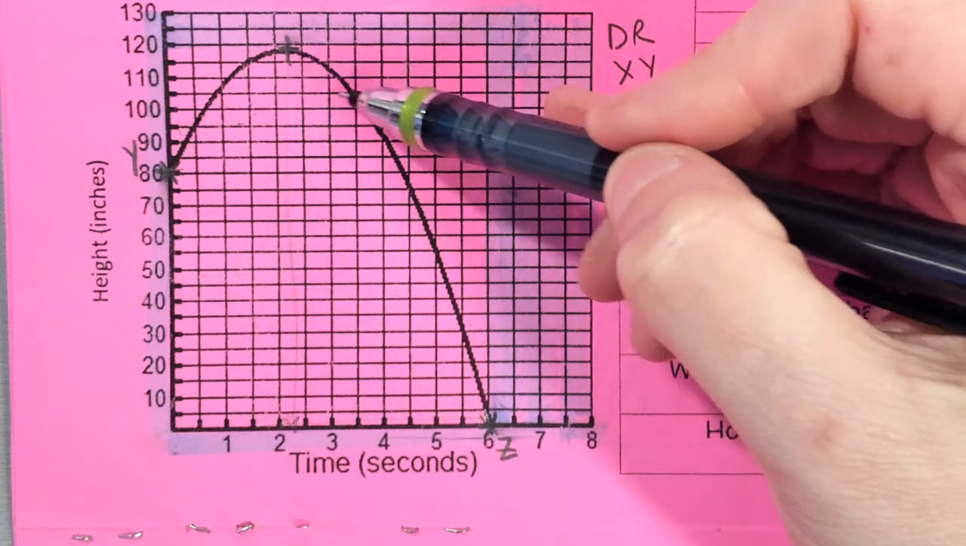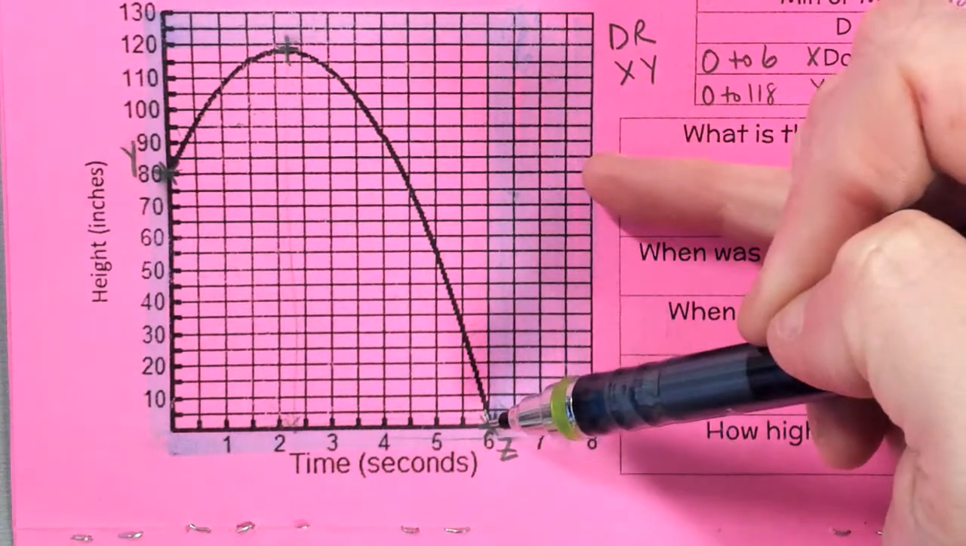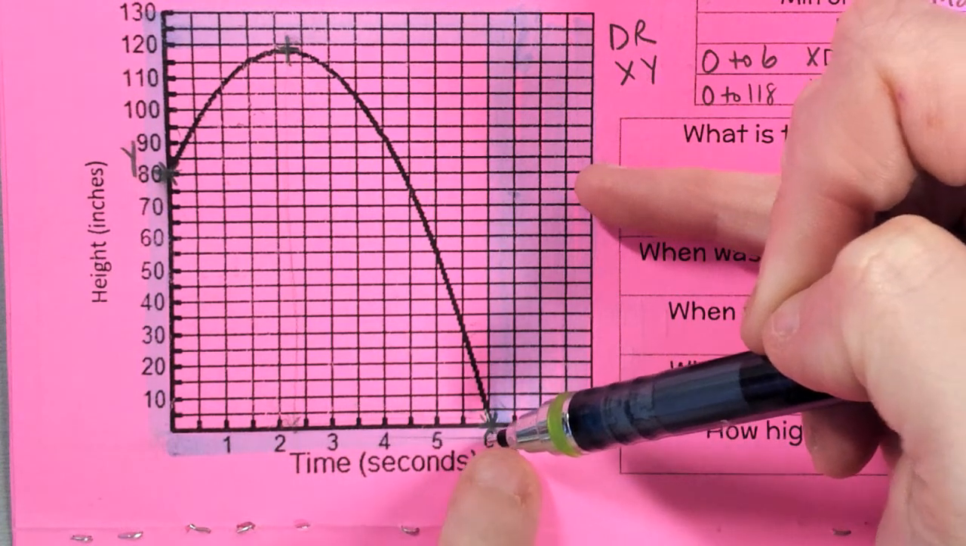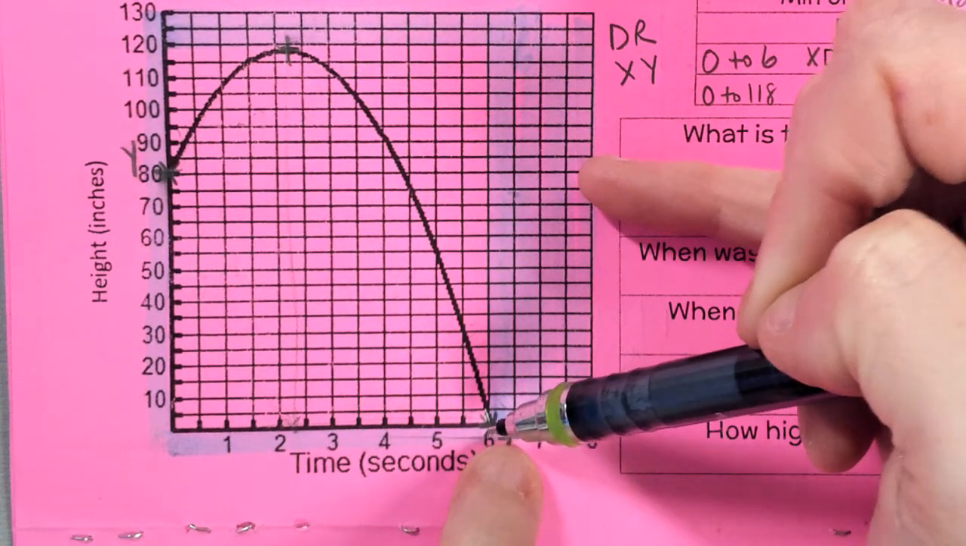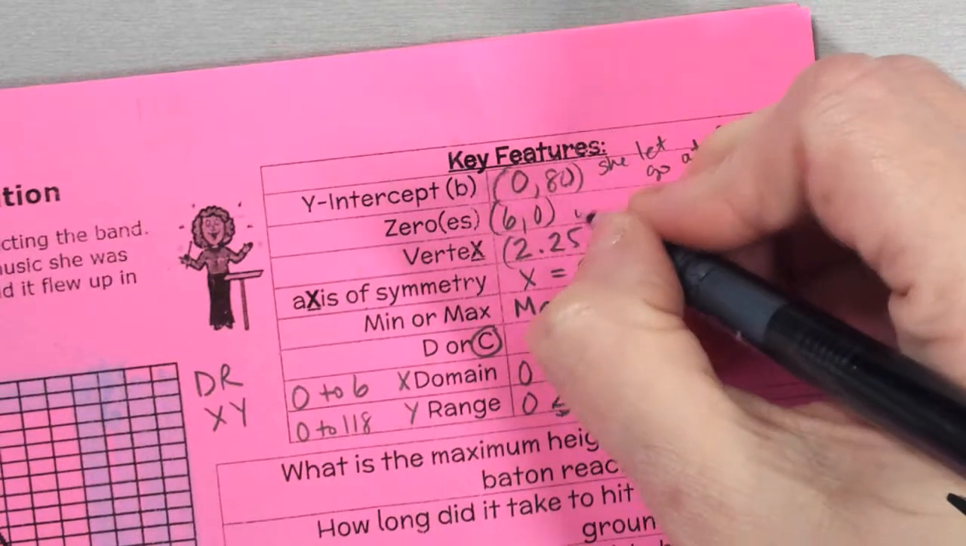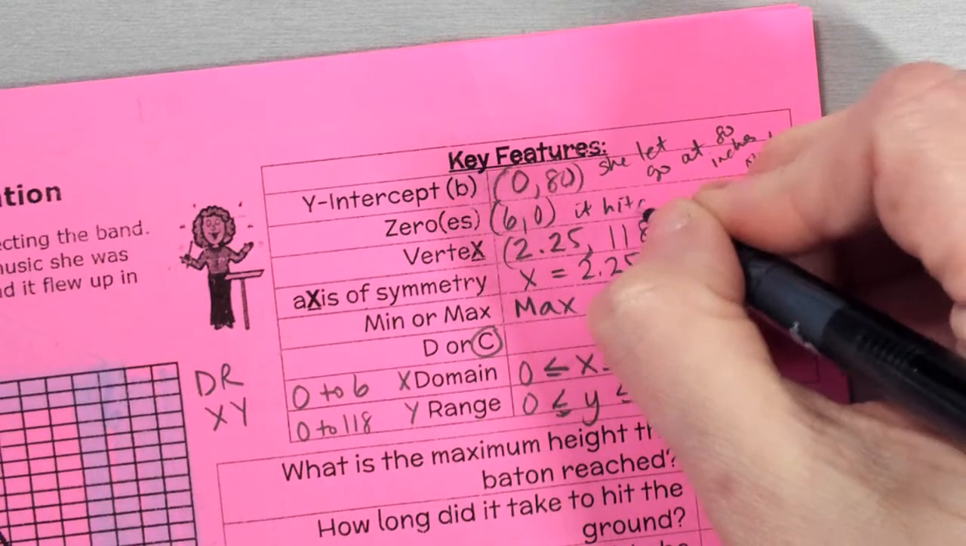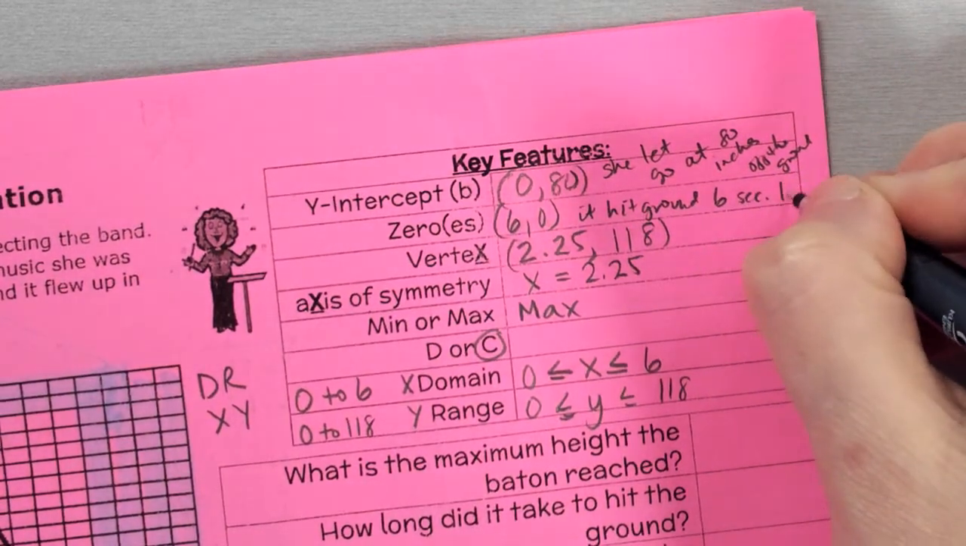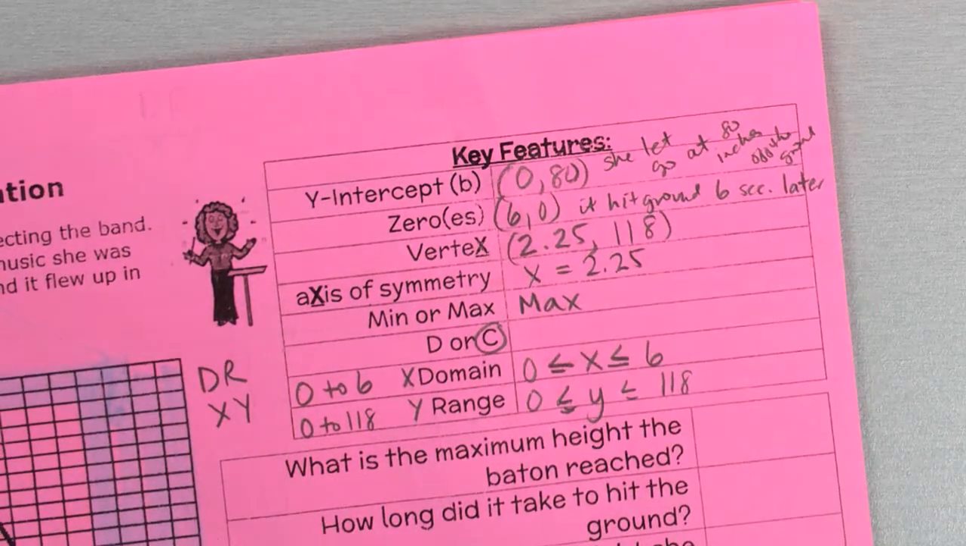and then gravity caught it, and it came down, and boom, right there, it hit the ground. Okay? So that means after 6 seconds, its height was 0. Well, 6 seconds height 0 means it hit the ground. So it hit the ground 6 seconds later.